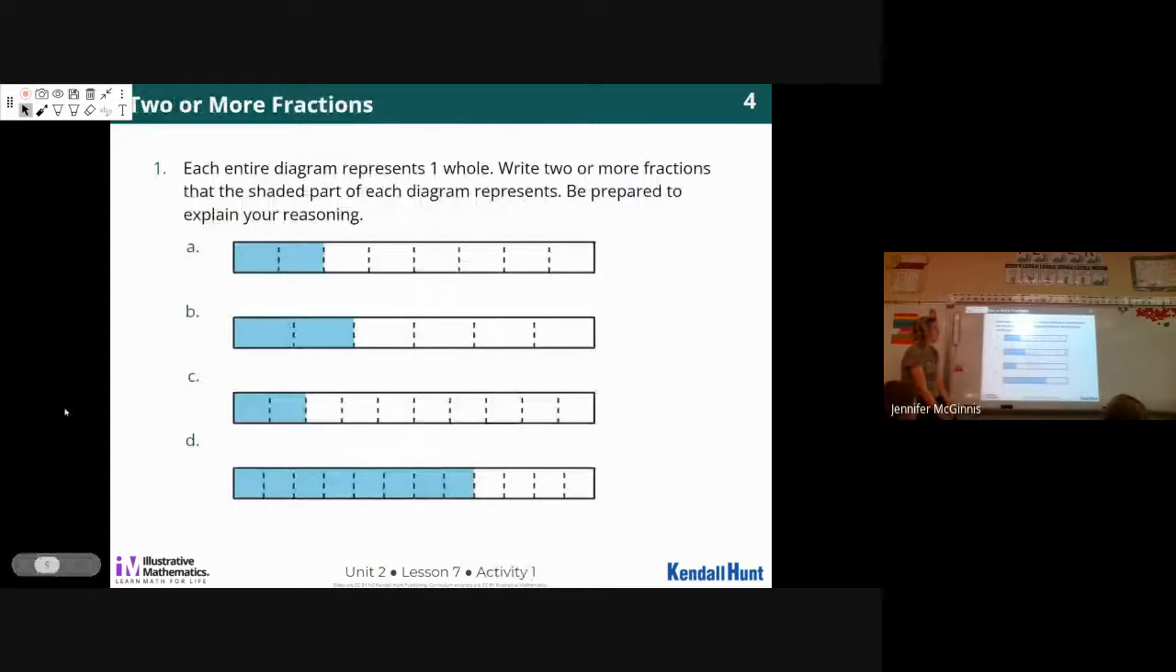All right, now we're going to be generating equivalent fractions. Each entire diagram represents one whole. We're going to write 2 or more fractions that the shaded part of each diagram represents. Look at letter A. Raise your hand when you have a fraction in your mind for letter A. Raise your hand when you have a fraction for letter A.